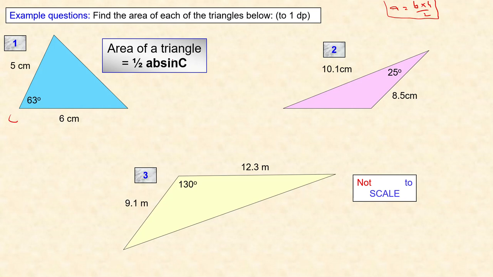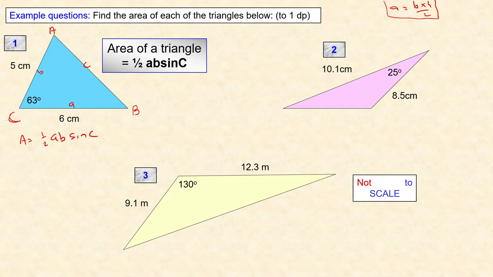Now we're looking for sine C, so that's got to be C, which is in between 2 sides. Then we can label the other sides as we wish. Remember capital letters for the angle, and then small letters for the sides, which are opposite the angle. So that's going to be B, opposite B. This is going to be A, and this is going to be C. So our formula, A is equal to 1 over 2 AB sine C.